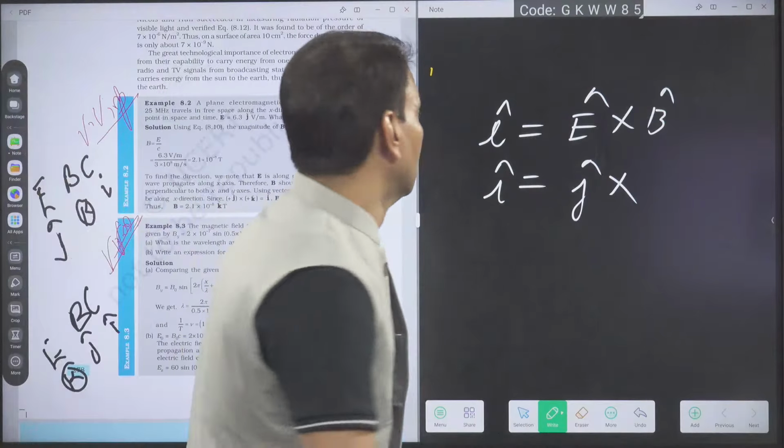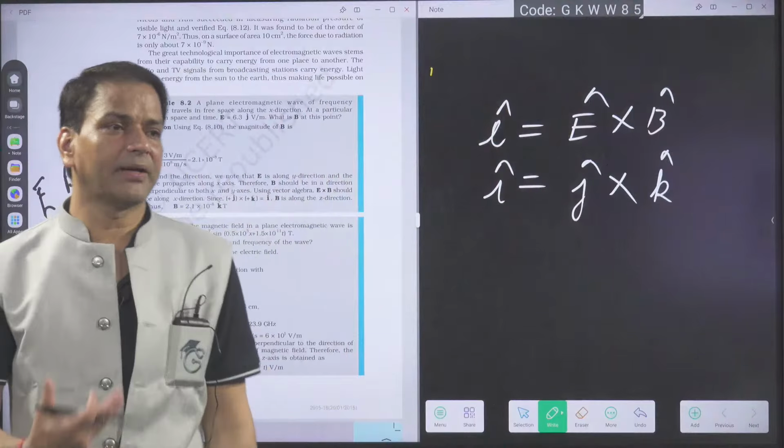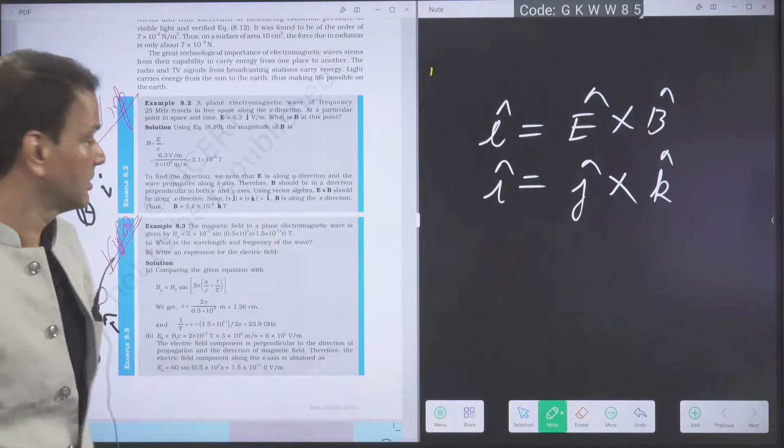Everybody got or not? So magnetic field magnitude we will get by using formula E by B is equal to C, and how we will get the direction? By using direction of propagation is equal to E cross B.